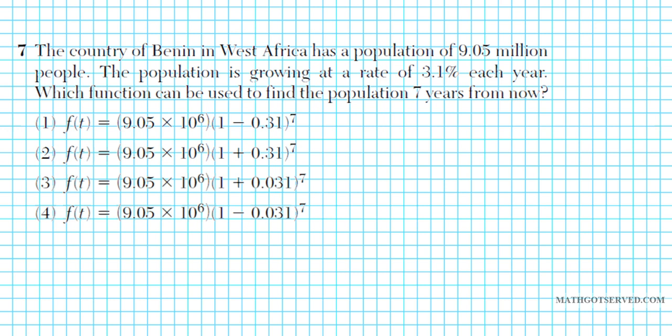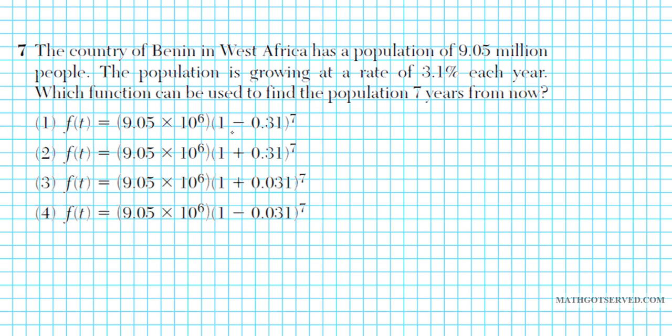All right, let's take a look at problem 7. Problem 7 reads, the country of Benin in West Africa has a population of 9.05 million people. The population is growing at a rate of 3.1% each year. Which function can be used to find the population 7 years from now?